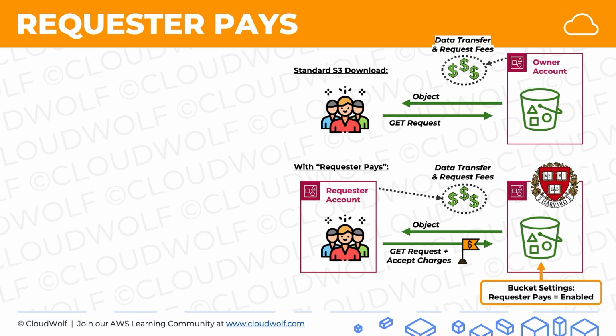And just remember for the exam, the two prerequisites. First of all, well, step 0 is you need to enable requester pays in your bucket, and that can be enabled or disabled on existing S3 buckets at any point in time. And the two prerequisites are that the requester needs to have their own AWS account and be authenticated, and also in the GET request, they need to put a flag that they accept the charges. That's all you need to know for the exam.